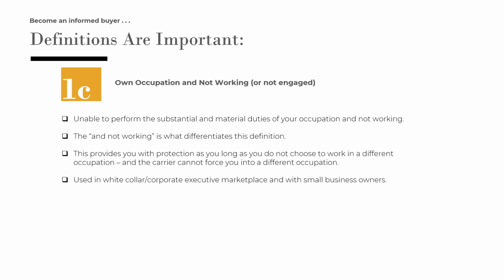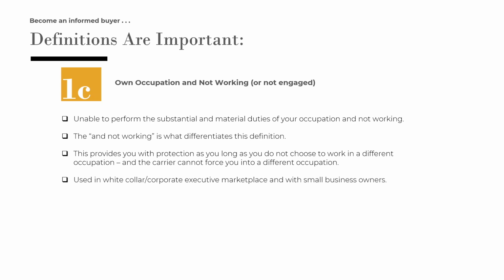As we continue on here, own occupation and not working or not engaged. This is when you're unable to perform substantial material duties of your occupation and you're not working. The not working is the real differentiation here. This provides you with the protection as long as you don't choose to go back and work in a different occupation. Often used in white collar or corporate executive marketplaces or for small business owners. Interesting and important to note that the carrier can't force you into a different occupation here.